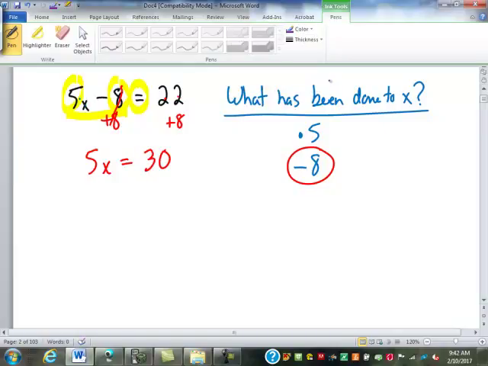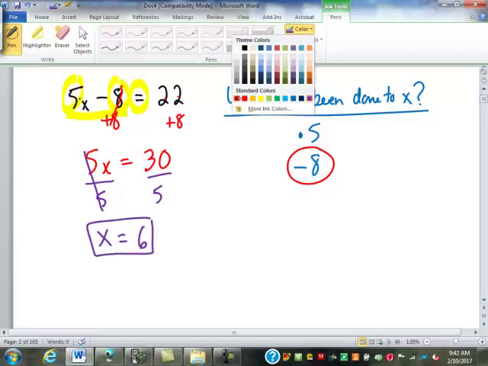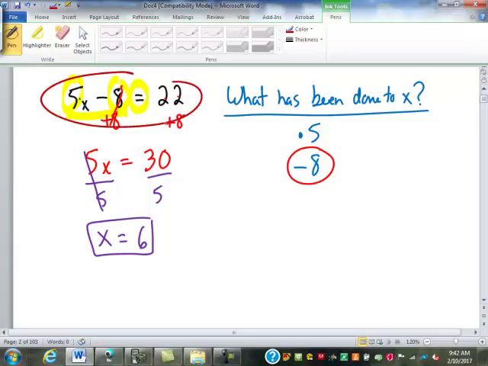Now, all that's left is to get rid of the 5. How do we do that? Divide by 5. So the 5's gone. Dividing the 30 by 5 makes 6. So x equals 6. And again, we can go back to the original problem and replace x with 6.